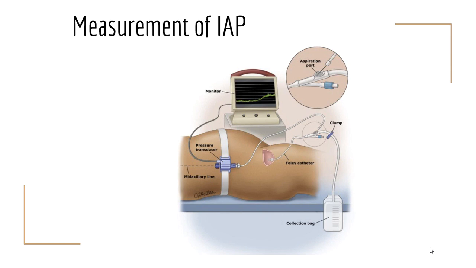So in this, what we do is clamp the urinary drainage catheter just distal to the aspiration port. We insert an 18 gauge needle through the aspiration port, instill 25 cc of normal saline, and measure the IAP at the end of 30 to 60 seconds. We wait for 30 to 60 seconds, and after that we measure it.